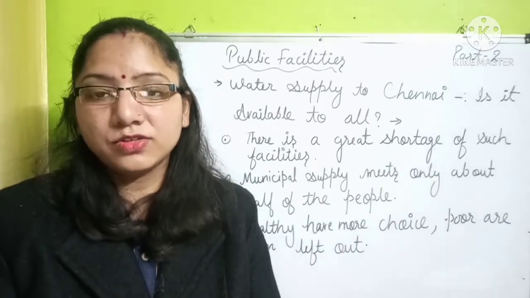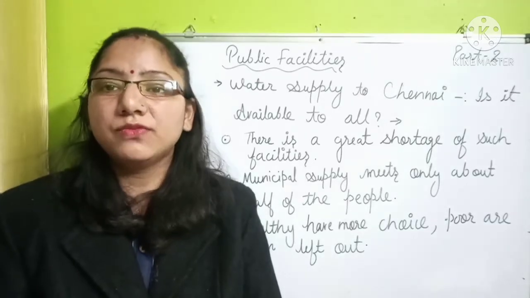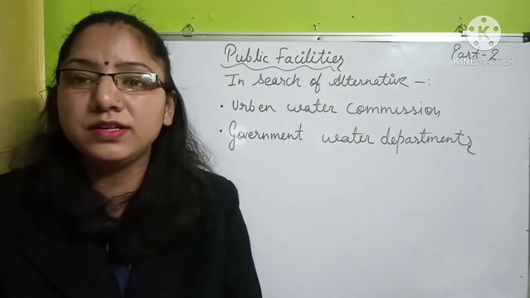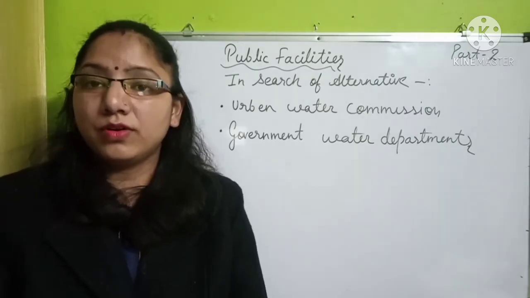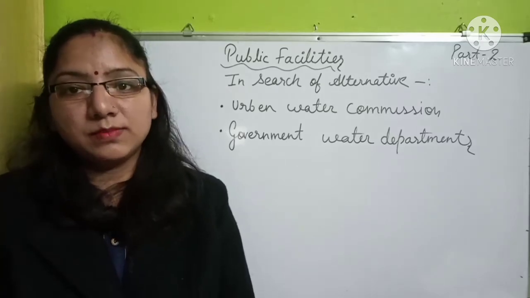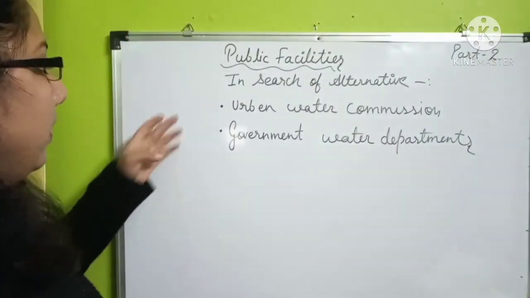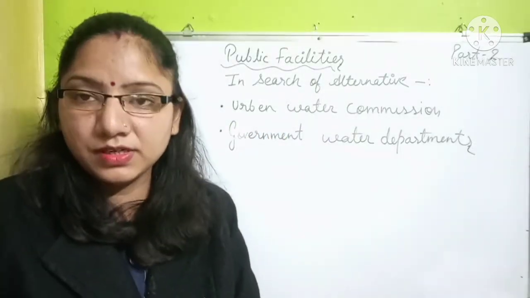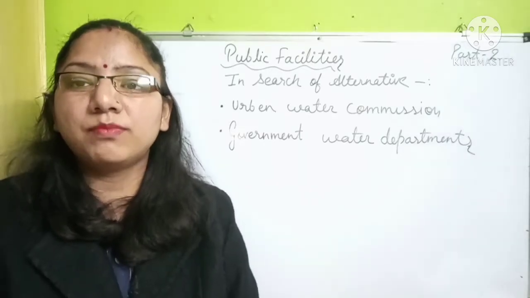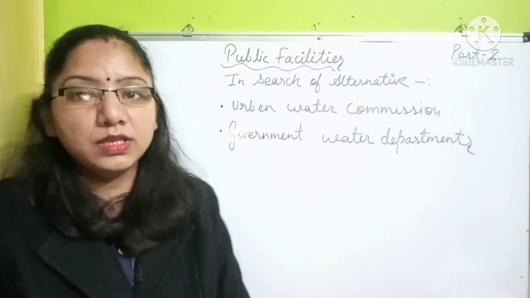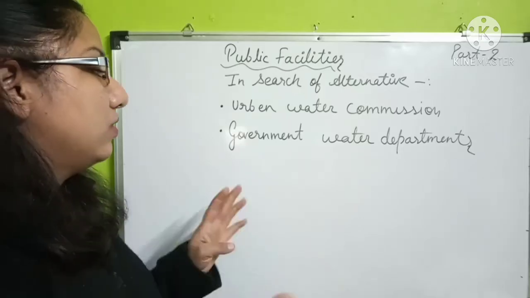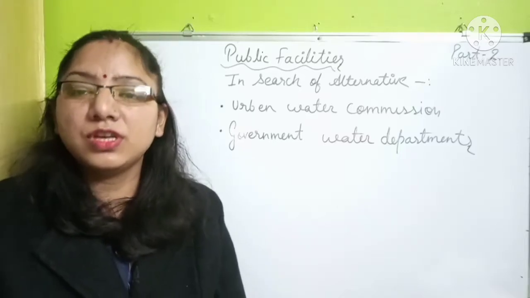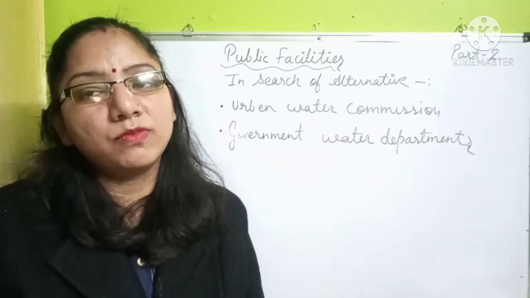So let's see our next topic. What can be the alternative for that? See, now the government has decided to give some alternatives to the people for proper accessibility of public facilities. The government has decided to set up the Urban Water Commission, in which every person of an area gets a proper amount of water. On the other hand, the government has decided to fix a government water department, in which it can be decided in which area the facilities can be provided easily.